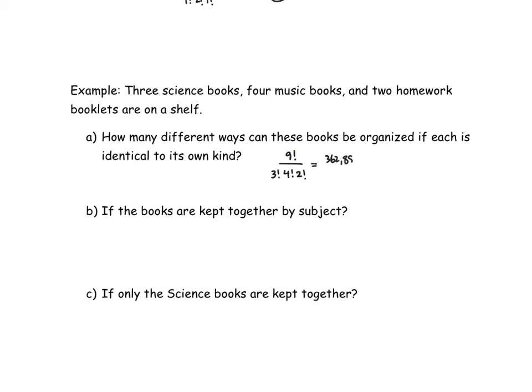362,880 divided by 288. And that comes out to give me 1,260 possible arrangements of those books.